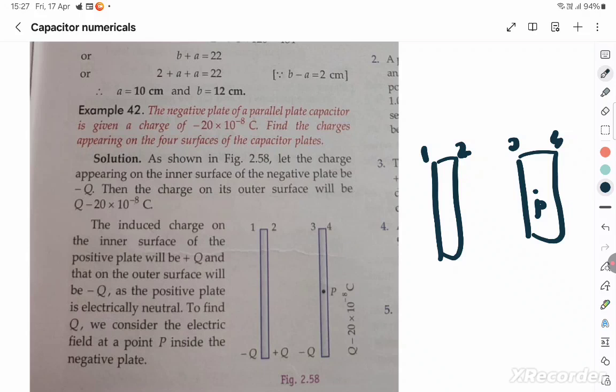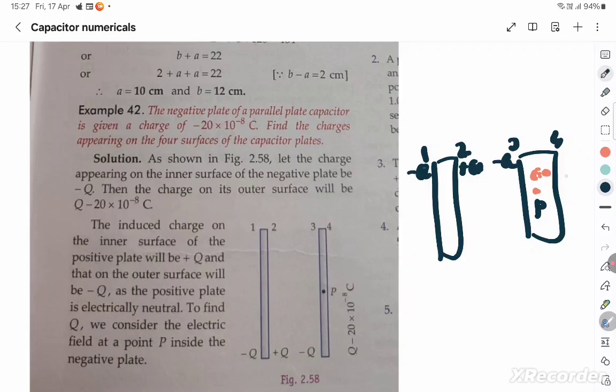Okay, so considering here, this is the point P at which the electric field is 0. Let's consider that this has been given a charge minus Q, and obviously plates 2 and 3 are forming the parallel plate, which should have an equal and opposite charge. So can I say here there will be plus Q, and here again there will be a minus Q.